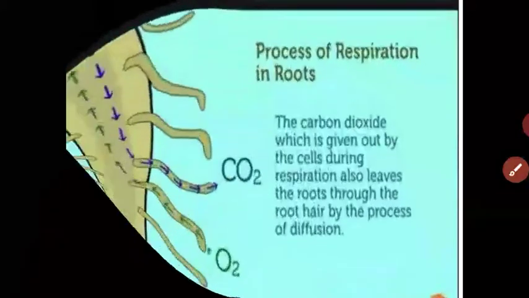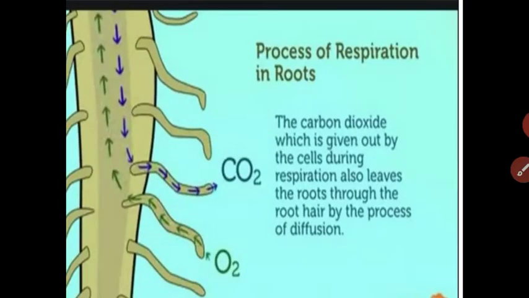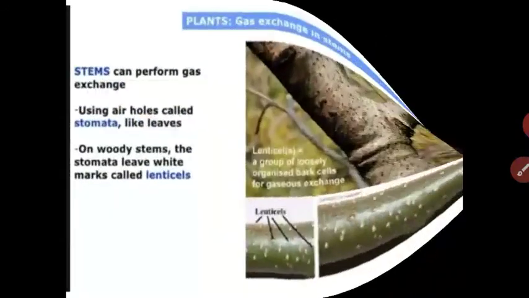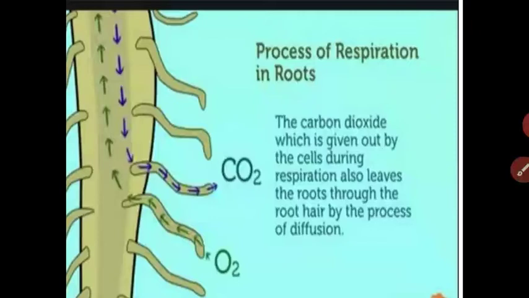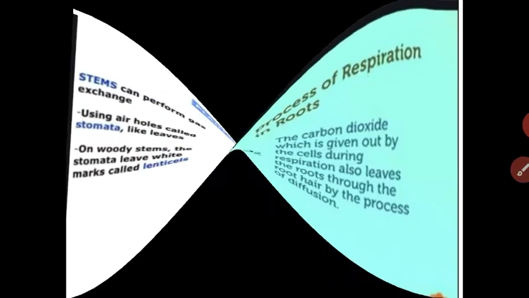And on the root, there are root hairs. With the help of root hairs, the plant can diffuse oxygen and carbon dioxide. Got it, students? It means the plant respires through roots, stem and leaves.